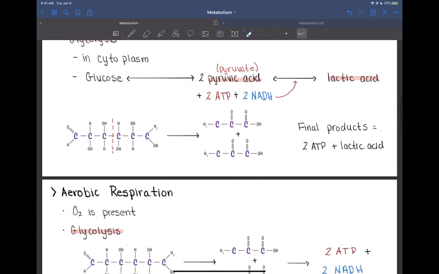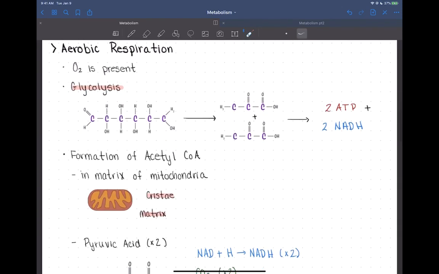So now let's go through aerobic respiration. Aerobic respiration occurs when there is oxygen present. Aside from glycolysis, the remainder of the steps occur within the mitochondria. Just to recap glycolysis, which we just talked about: we have our glucose molecule, we divide it in half, and that gives us our 2 pyruvate.